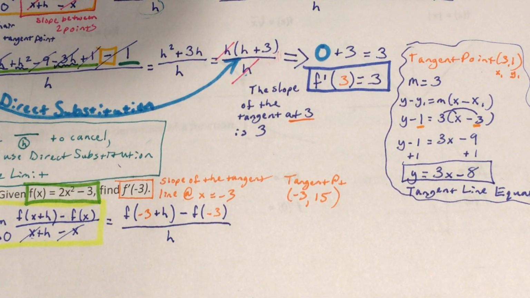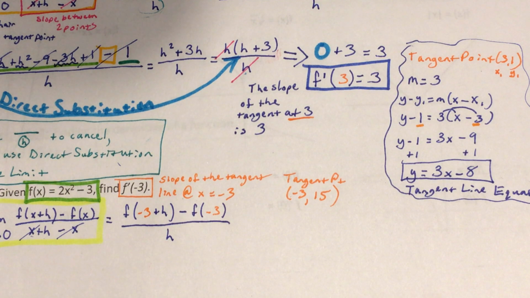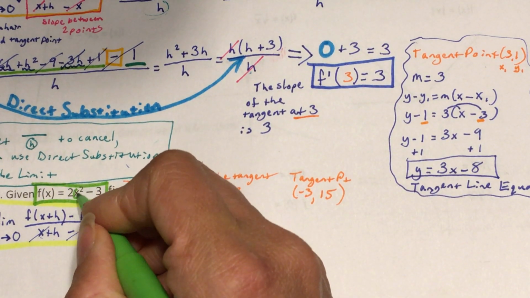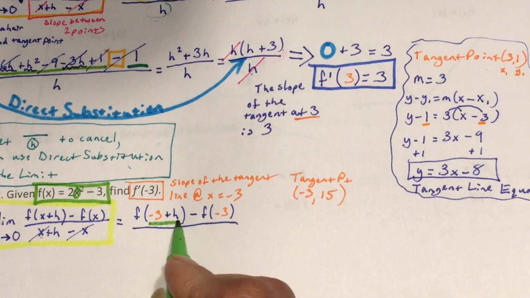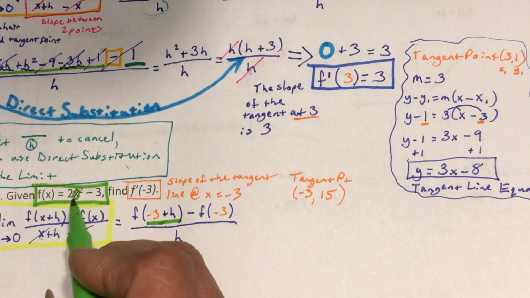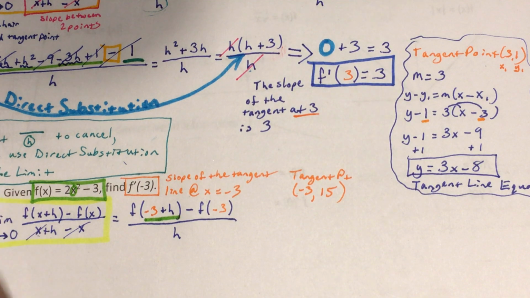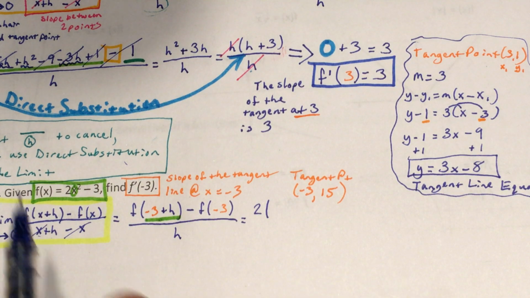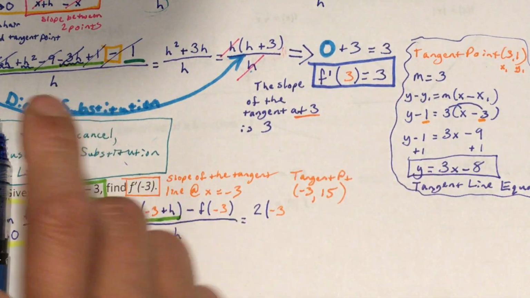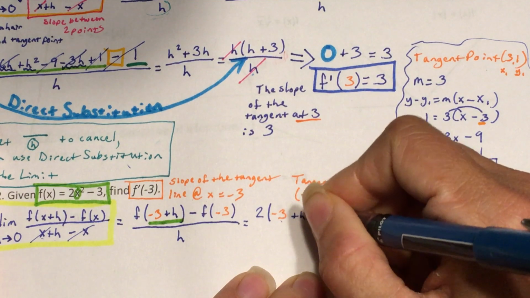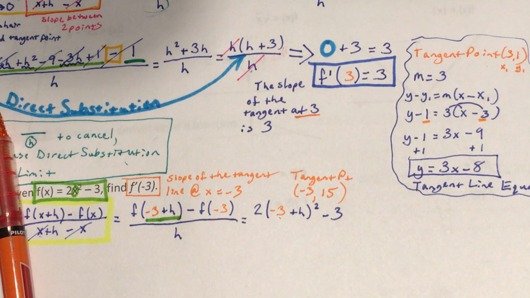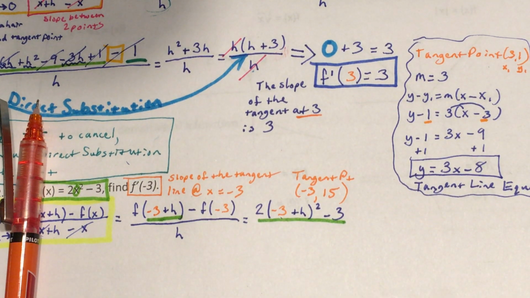Next, we are going to plug these values into our actual function. So this is f of negative 3 plus h. So if I wanted to find f of 2, you'd plug in 2 for this x. Because we want to find f of negative 3 plus h, that's what we're going to plug in for that x. So, being careful with our parentheses, we will have 2 times negative 3 plus h squared minus 3. So that's what happens when we plug in negative 3 plus h into our function.